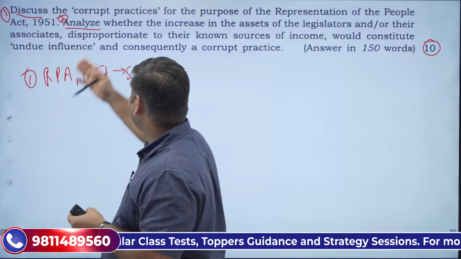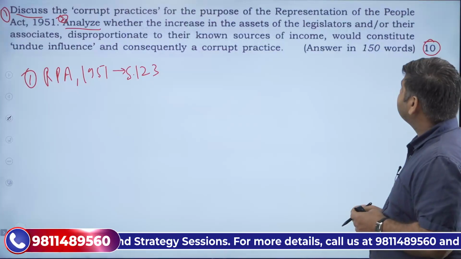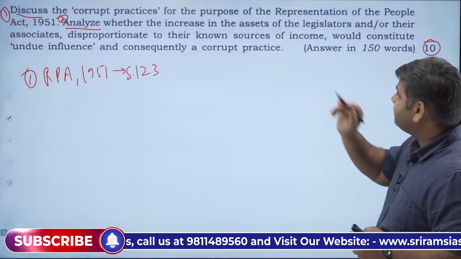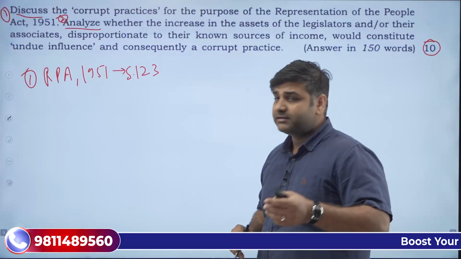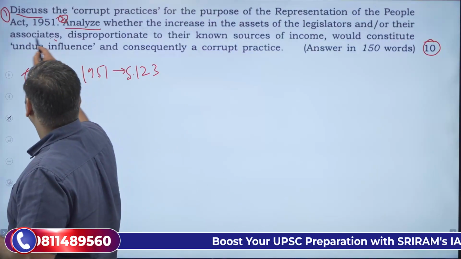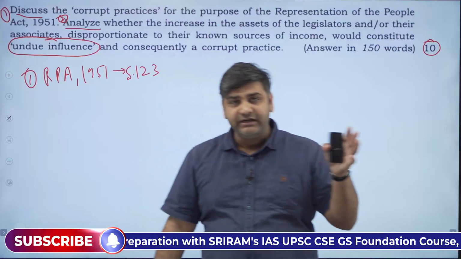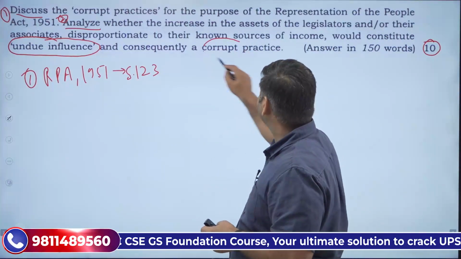Okay. Then comes part number 2: analyze whether the increase in the asset of a legislator or their associate disproportionate to their known sources of income would constitute undue influence and consequently a corrupt practice. So this disproportionate rise in income, will it be considered as undue influence or not? And will it be considered as a corrupt practice or not?